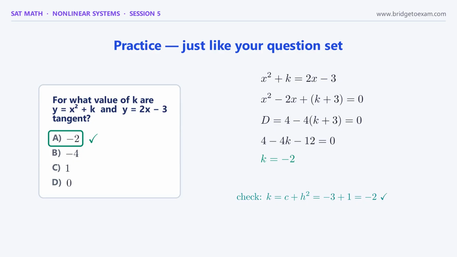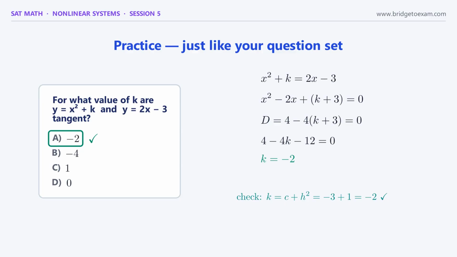Set them equal. x squared plus k equals 2x minus 3. Bring everything left. x squared minus 2x plus the quantity k plus 3 equals 0. Now the discriminant. Negative 2 squared is 4, minus 4 times 1 times k plus 3. So d is 4 minus 4k minus 12, which simplifies to negative 4k minus 8. Tangent means d equals 0, so negative 4k equals 8, and k equals negative 2.